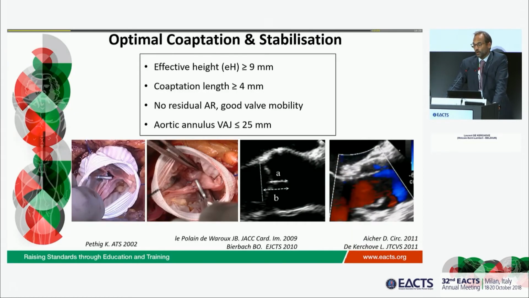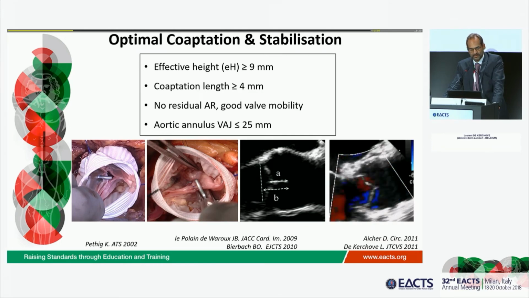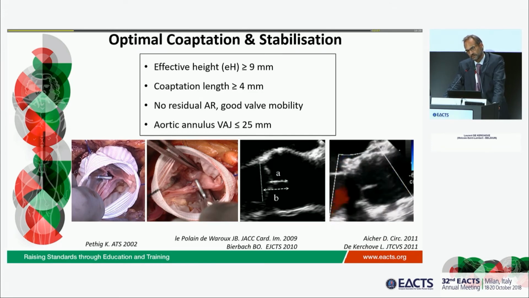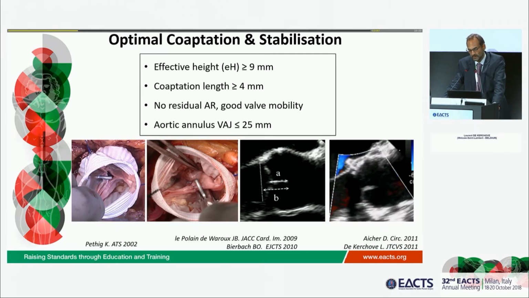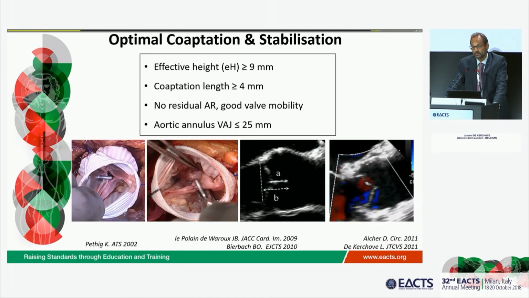So with the years, most of us have analyzed in our experience what is the good configuration, what is the bad configuration, and we finally know what is a good coaptation. You need to have an effective height of at least 9 millimeters. If you don't have a caliper, this corresponds to the mid-height of the aortic root height.